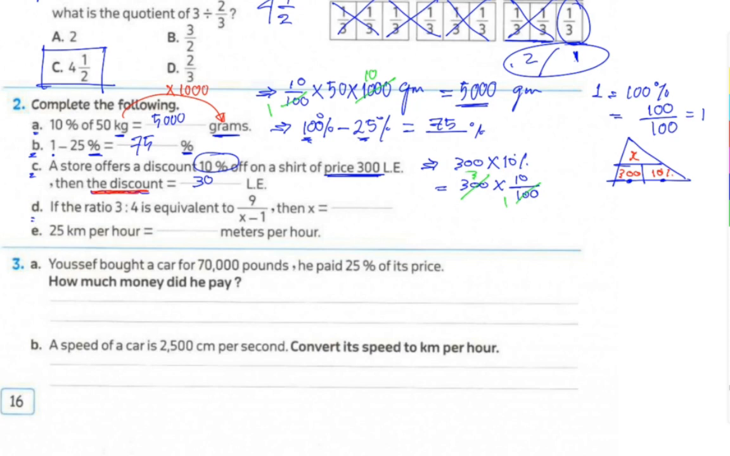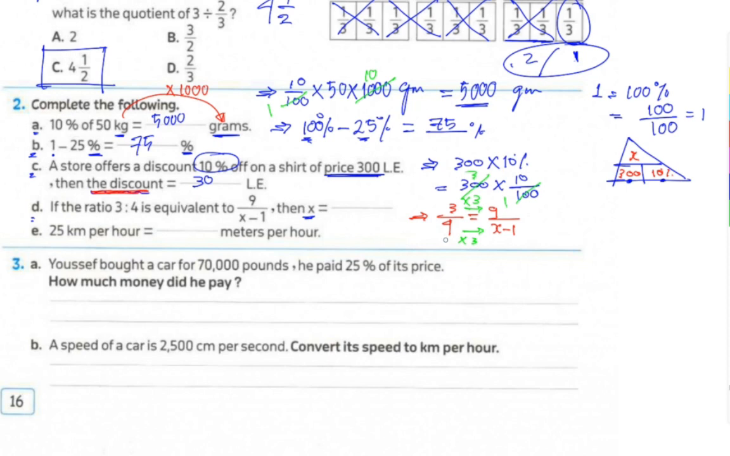D. If the ratio 3 over 4 is equivalent to 9 over x minus 1, then x equals what? I need to find x. I have two equivalent ratios. Let's write it. So we have 3 over 4 equals 9 over x minus 1. Okay, that's easy. Let's see what happened here. 3 becomes 9. How? 3 times 3 equals 9. What we do for the numerator, I will do for the denominator, times 3.